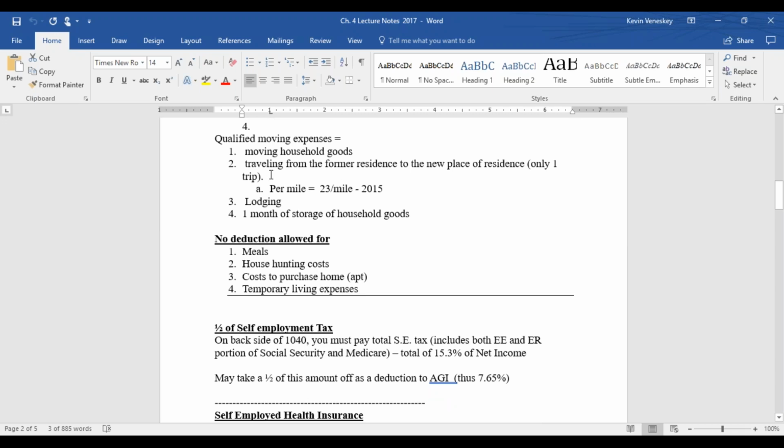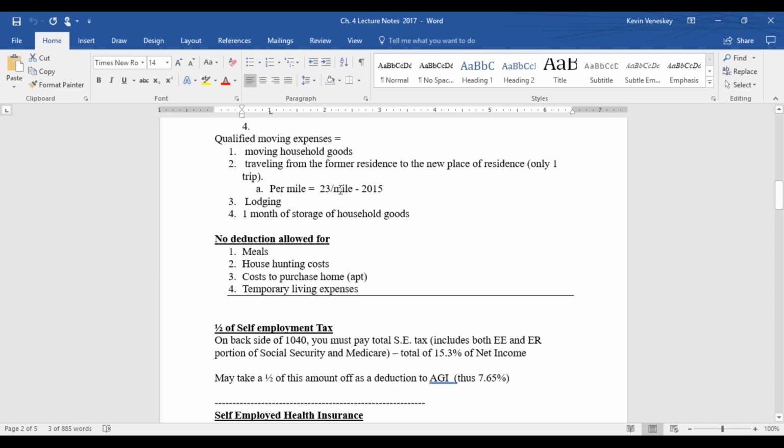Qualified moving expenses: you are allowed to take any expenses that help you to move from one household to the other, and that includes a professional moving company. Or if you do it yourself, the cost of the moving truck. You're also allowed a per mile amount, or you can take the gas receipts, whichever is more. You're also allowed that one night of lodging.